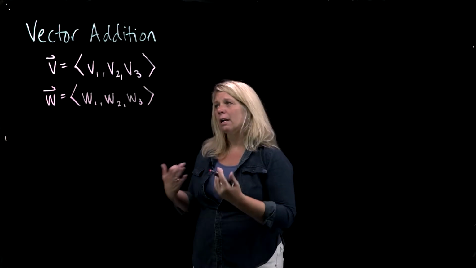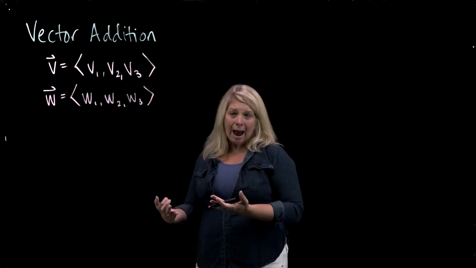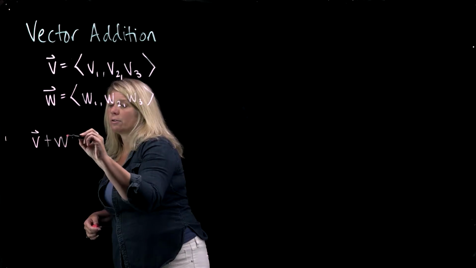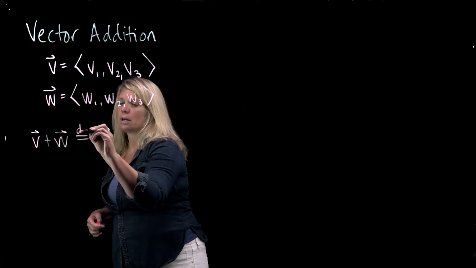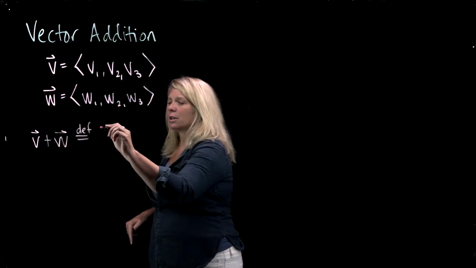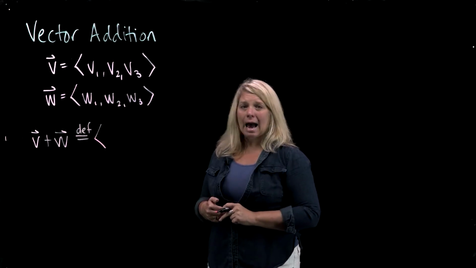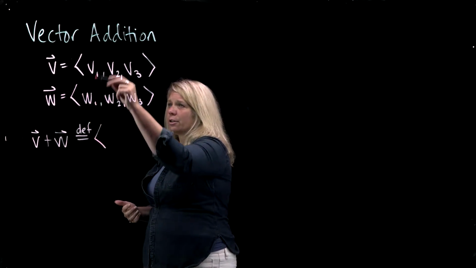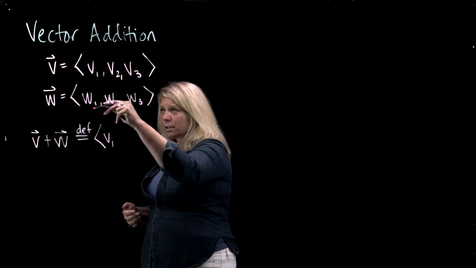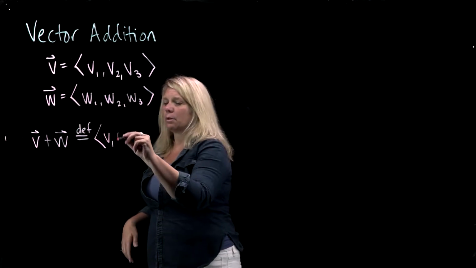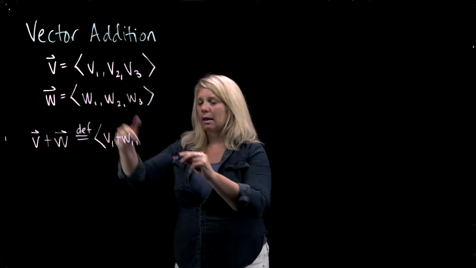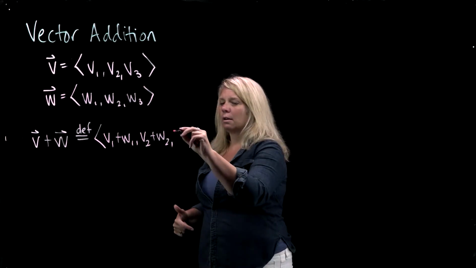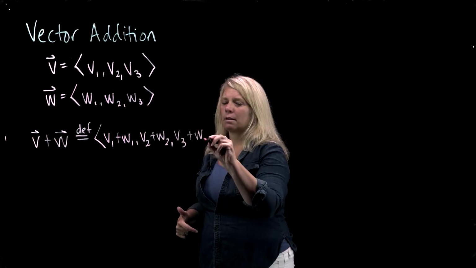All right, so I have two vectors here, and what we want to talk about is what it means to add those two vectors. So the definition of adding those two vectors is equal to, by definition here, I'll use that notation quite a bit, that we're just going to add the corresponding components. So this is an algebraic definition of what it means to add two vectors. You're going to add the corresponding components. So in the first component, you'll add V1 plus W1. And then in the second component, V2 plus W2. And then in the third component, V3 plus W3.